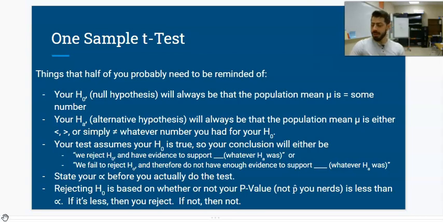Make sure when you're answering this in a free response setting, you state the significance level, you state the alpha before you actually do the test. You can't go back and say, oh, well, it's this level. No, just say what it is beforehand. It's usually 0.05, just like before, if it's not given otherwise. Rejecting the null hypothesis is based on whether or not your p-value is less than alpha. If it's less, then you reject. If it's not, then you don't.